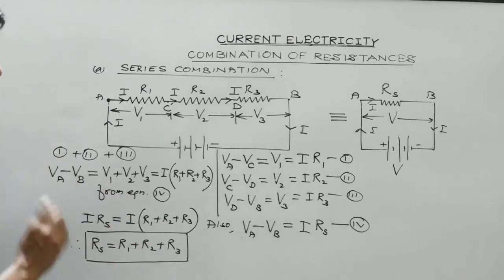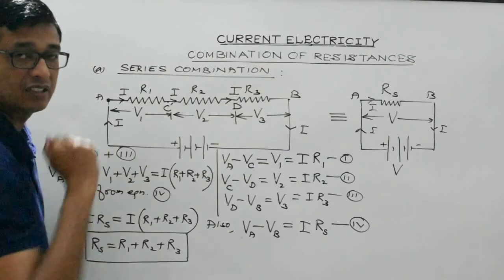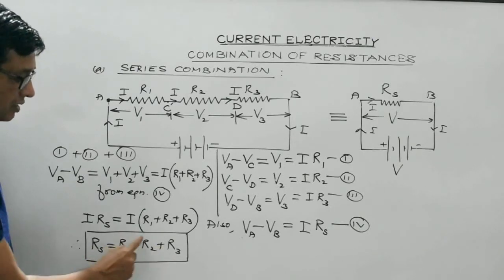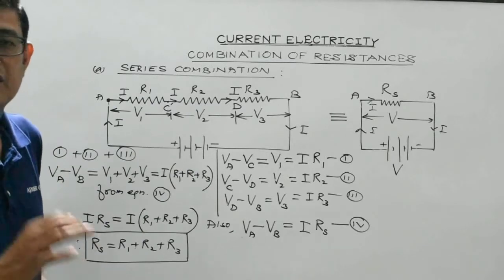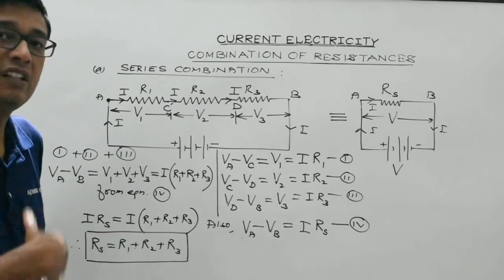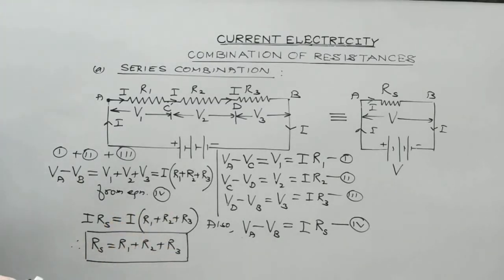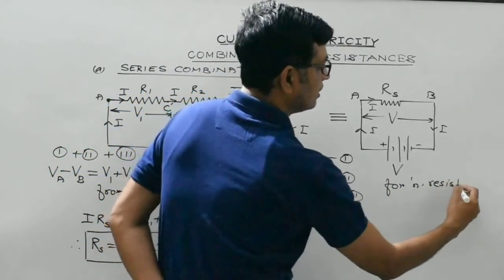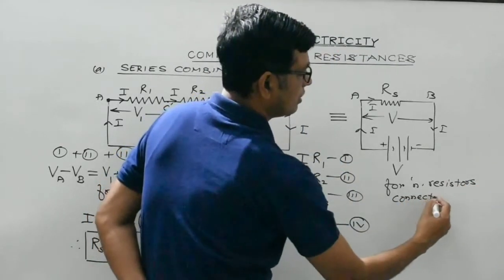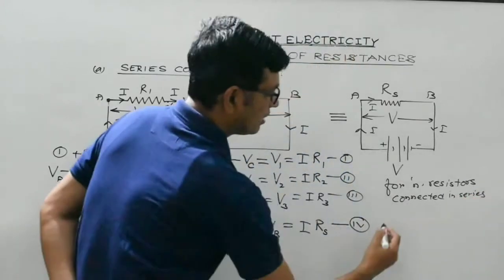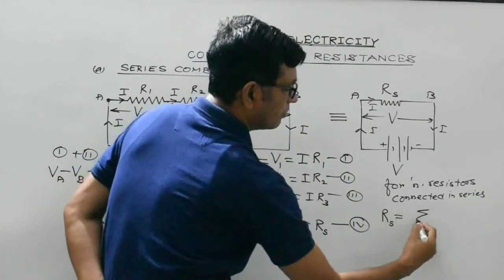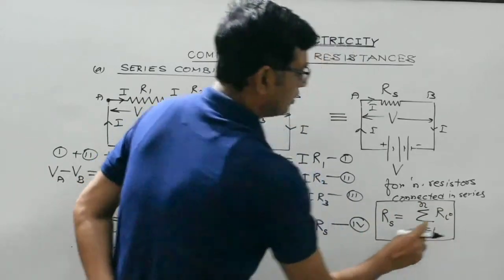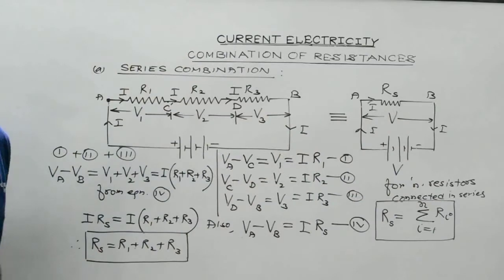So what we obtain is, if 2 or more resistors are connected in series, then the equivalent resistance of the series combination is given by the sum of the resistances of the individual resistors. This is known as the law of combination of resistances in series, right? We can extend this result for n resistors as well. So for n resistors connected in series, we can write R series as summation i equals 1 to n of Ri. So this result can be generalized for n resistors connected in series as well.